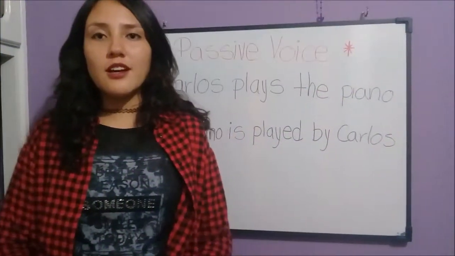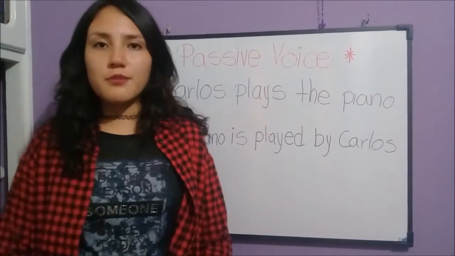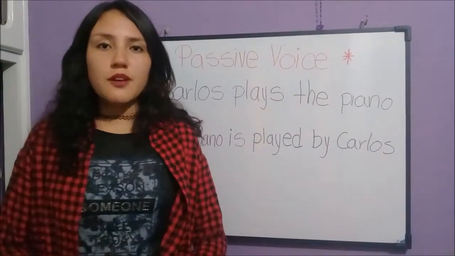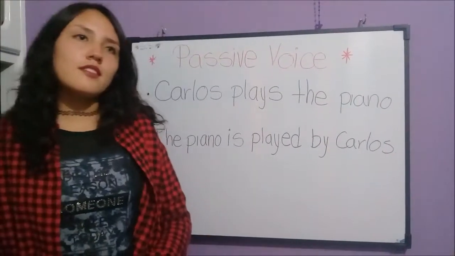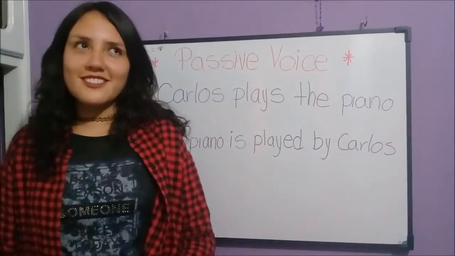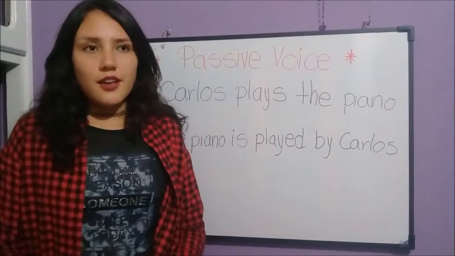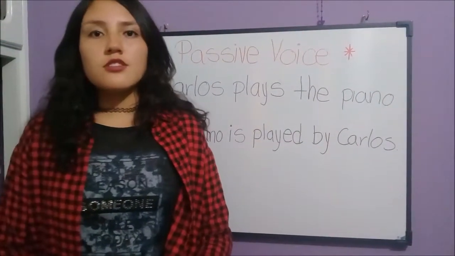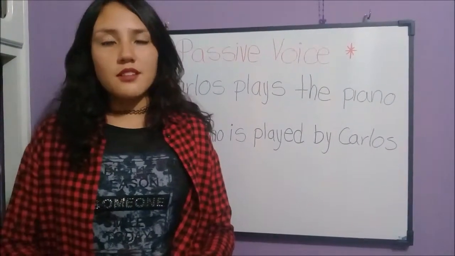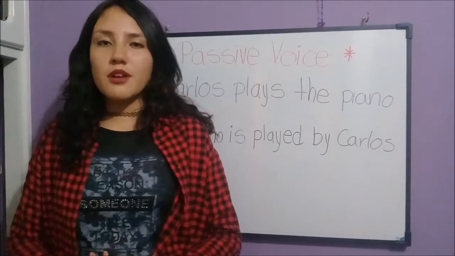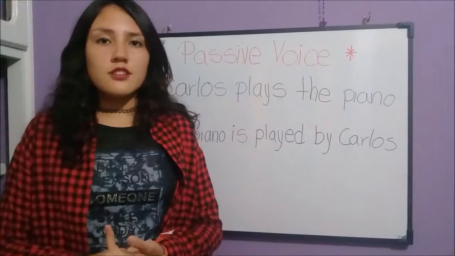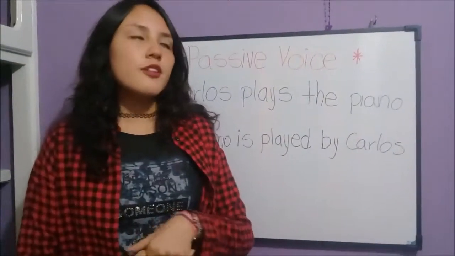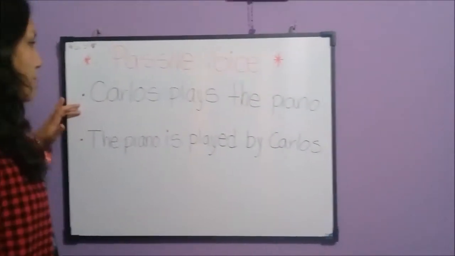We're going to learn how to structure a passive voice sentence. First, we have to know what an active sentence is. An active sentence generally begins with the performer of the action, well known as the subject. Then there is a verb, and finally, we put an object or person that the action is performed on. For example, here, Carlos plays the piano.